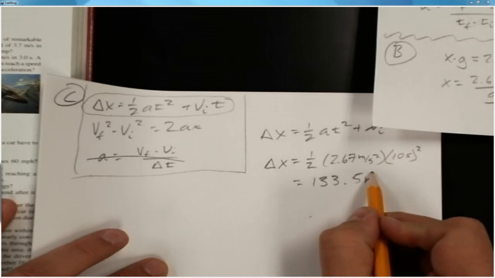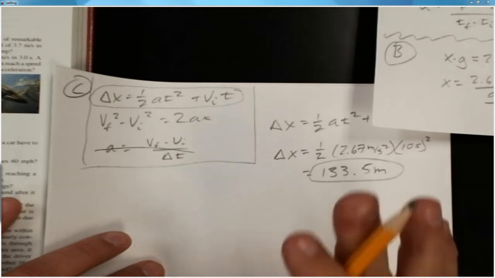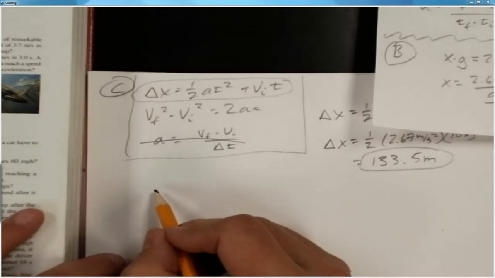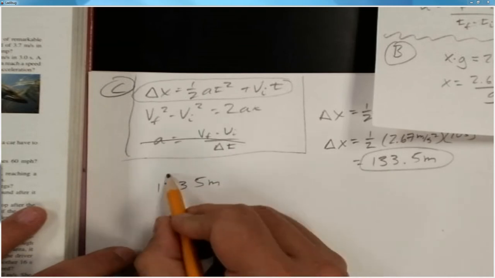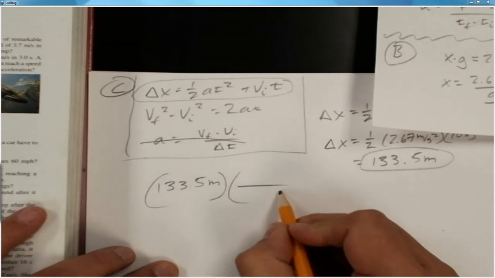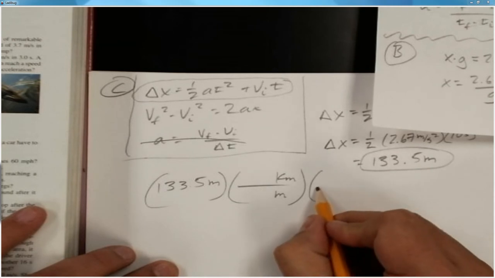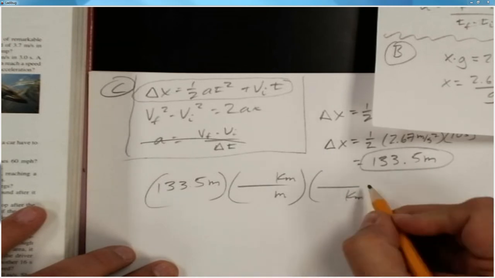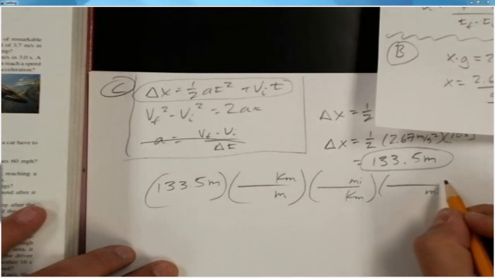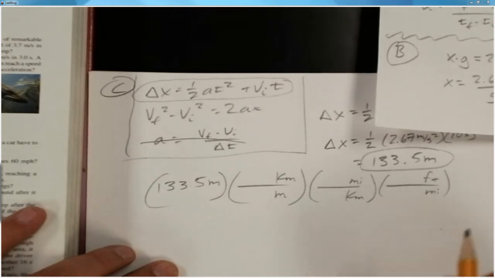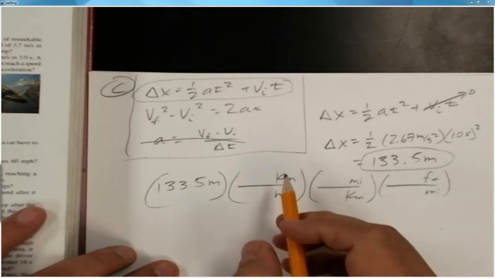So that's 133.5 meters. And that is the answer in meters. But they also ask you to find the answer in feet. So let's convert. 133.5 meters. I need to go meters to kilometers, kilometers to miles, and miles to feet. The reason I did it that way is you should have this memorized.